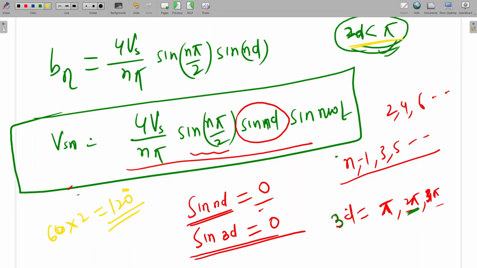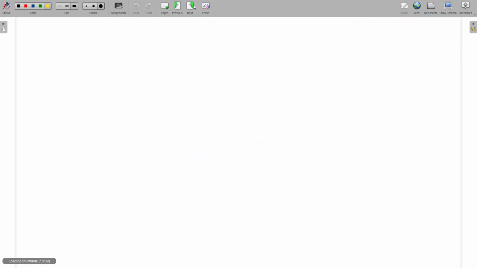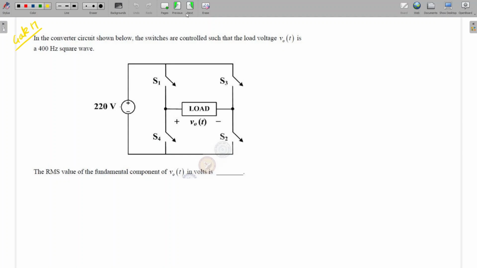Okay, so some 10 questions I have taken. I will solve them one by one. This is the first question asked in GATE 2017. What will be the RMS value of the fundamental component of the output voltage? Okay, how can we calculate? What is the formula?